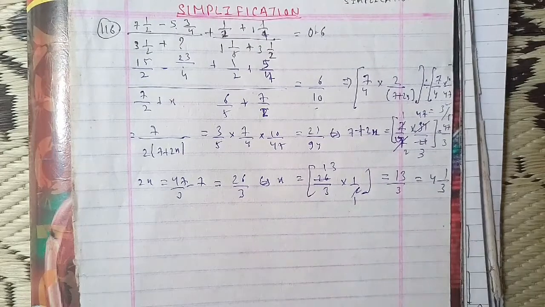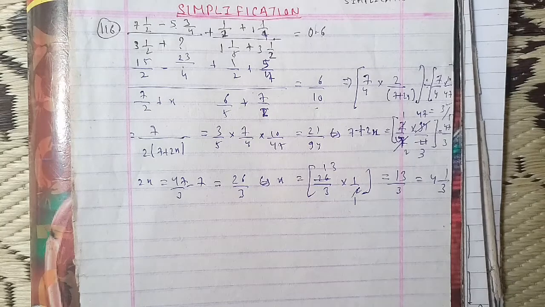Next we'll go ahead with another question that we have to talk about. According to this, 4 1 by 3 is your option A.